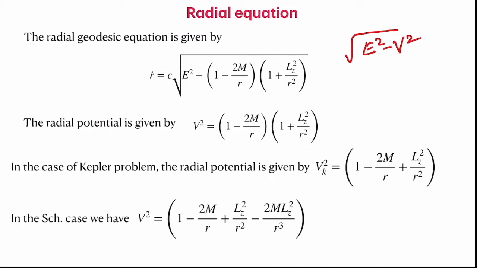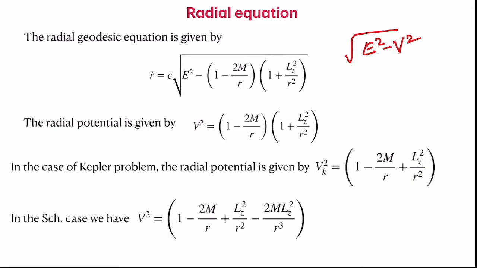One doesn't go through the entire exercise. One simply borrows the result from the classical mechanics course and says that if the radial equation is written in this form, then V is simply an effective potential. And from that analogy, we have a radial effective potential. V square is given by 1 minus 2m by r into 1 plus Lz square by r square.